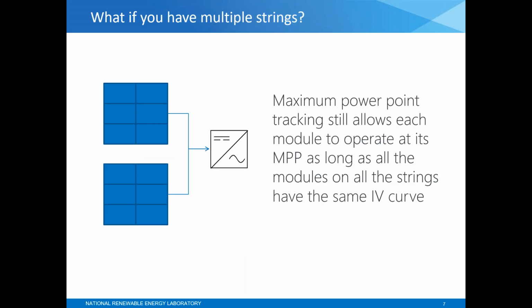So we talked about what maximum power point tracking is for an inverter controlling one string. Well, what happens if you have multiple strings? The answer is that the maximum power point tracking still works. The inverter can still operate each module at its maximum power point as long as all of the modules on all of the strings have the same IV curve. Because as we remember, the inverter is controlling the voltage that the strings are operating at.